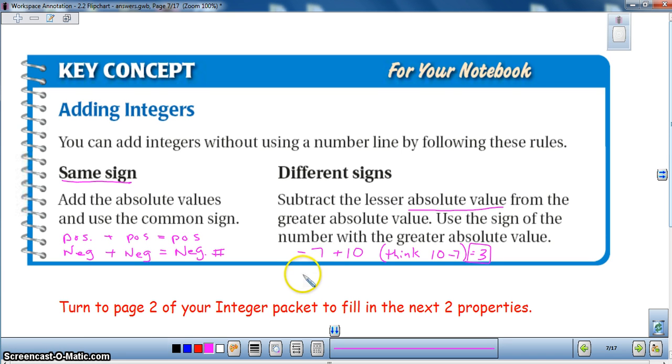What about if we would have had 3 plus a negative 10? Well, here we would be thinking in our head, think, think, think, if you want to think of Winnie the Pooh, 10 minus 3. 10 minus 3 gives us 7. But here, our larger absolute value was 10, and it's negative, so our answer to the problem is going to be negative 7.